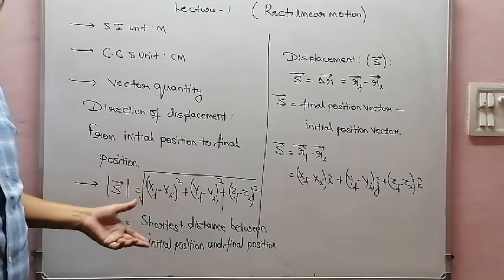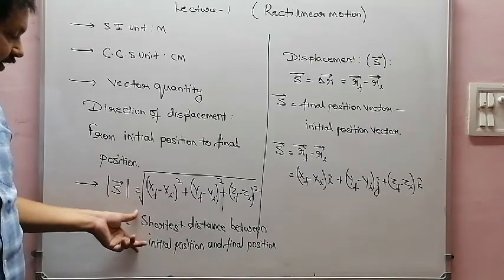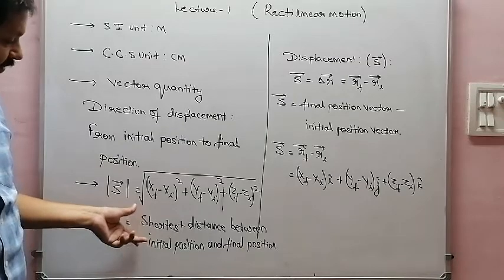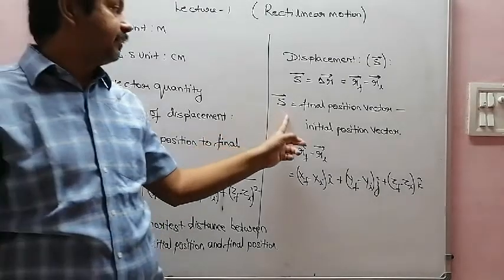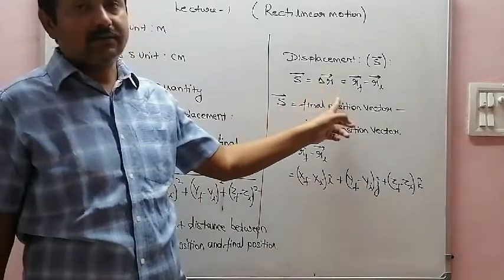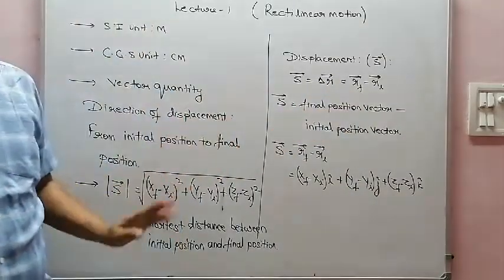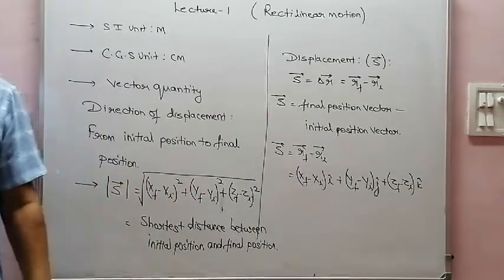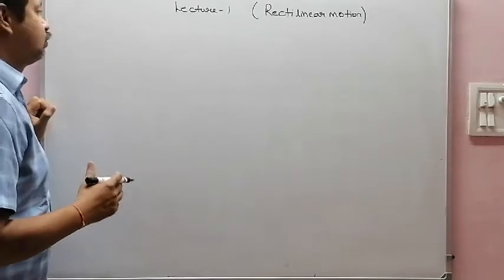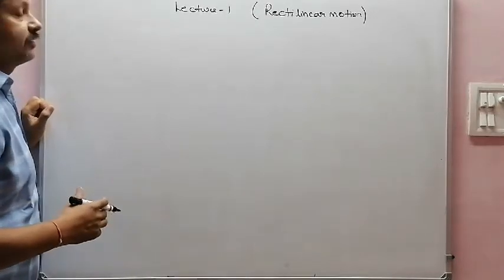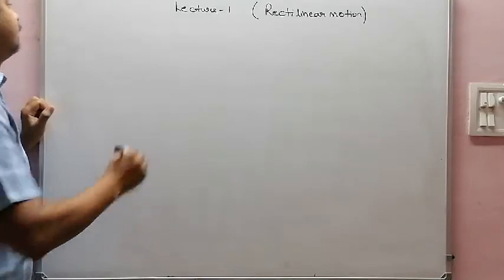In 8th class and 9th class we have studied that the definition of displacement is the shortest distance between the initial and final position. But this is not the definition of displacement. The definition of displacement is delta R, that is change in position vector. So we have discussed two physical quantities, distance and displacement. हमने दो physical quantities को देखा, distance and displacement.